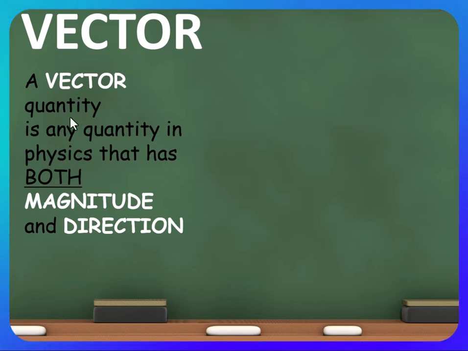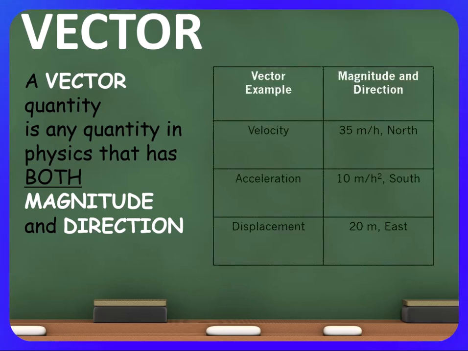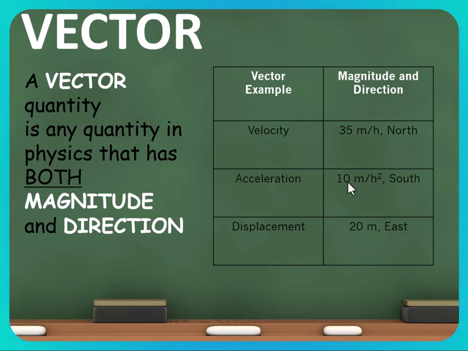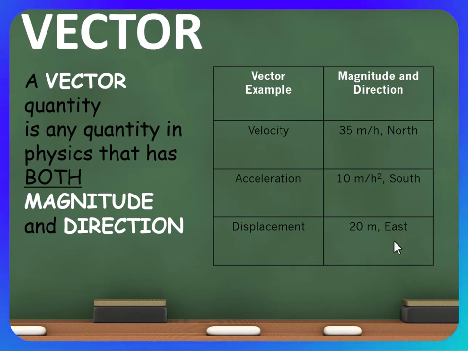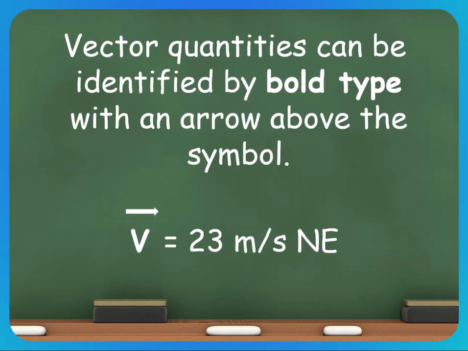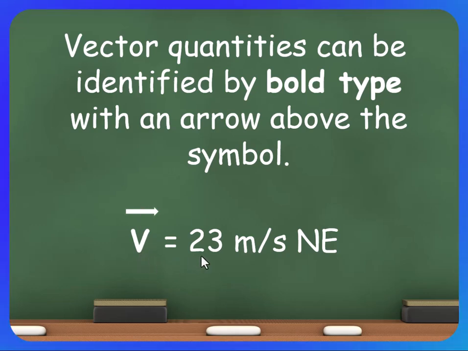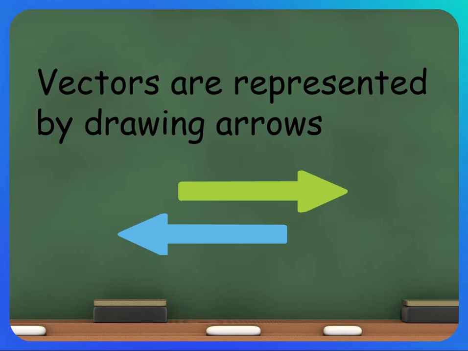A vector is a quantity that has both magnitude and direction. Some vector examples are velocity. If we say 35 miles per hour going north, we're adding in that direction. Acceleration, 10 miles per hour squared south. And displacement, 20 miles east. So again, magnitude and direction. Vector quantities can be identified by bold type and a symbol. So we typically see them written this way. So vector V would be 25 meters per second northeast. So it shows magnitude and direction.